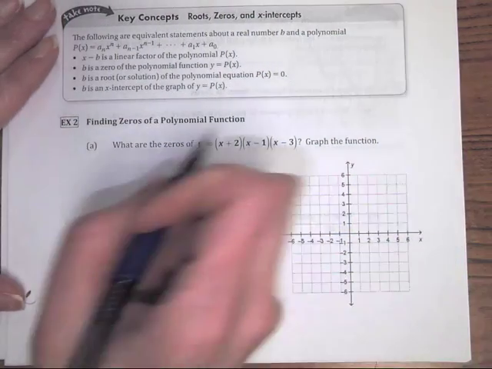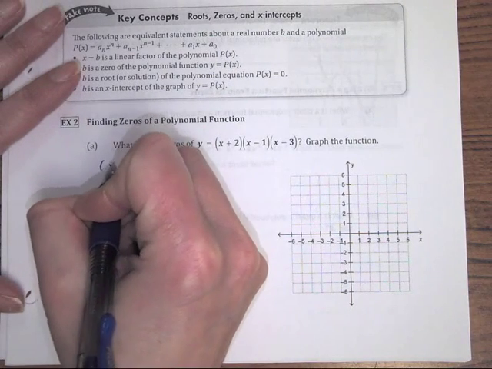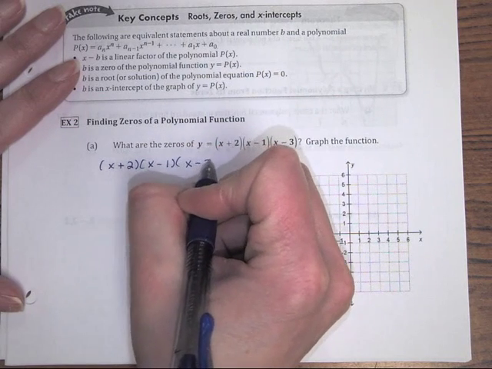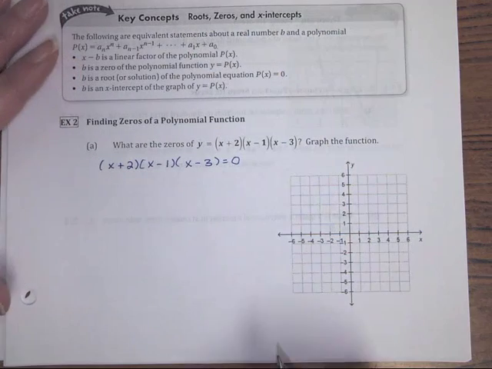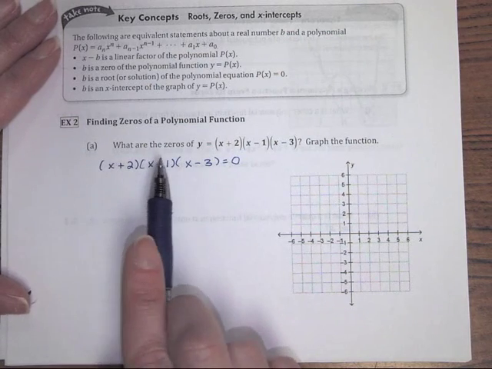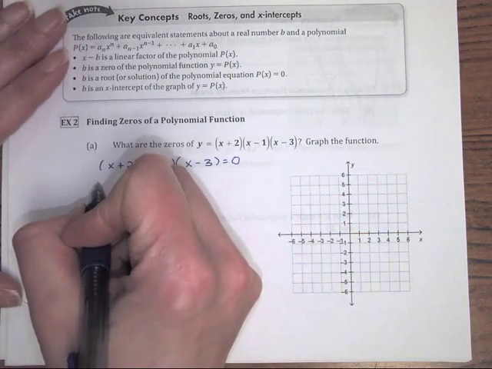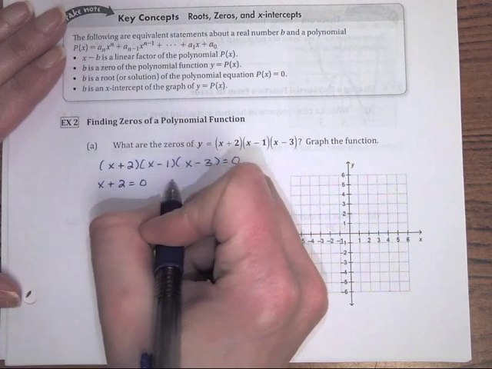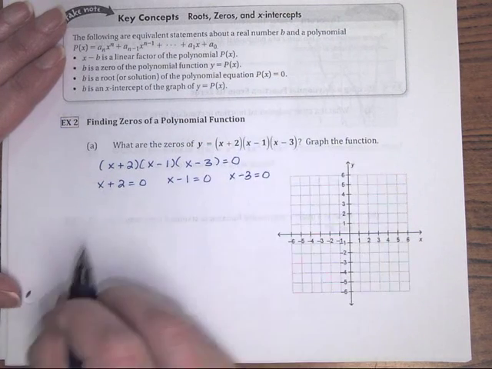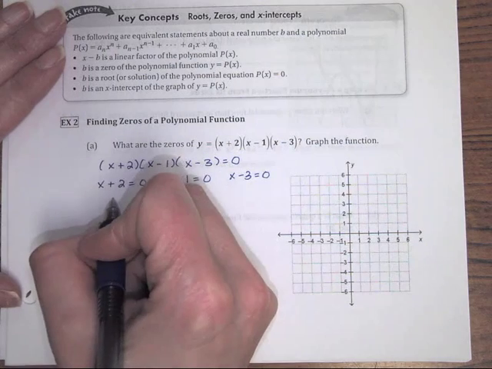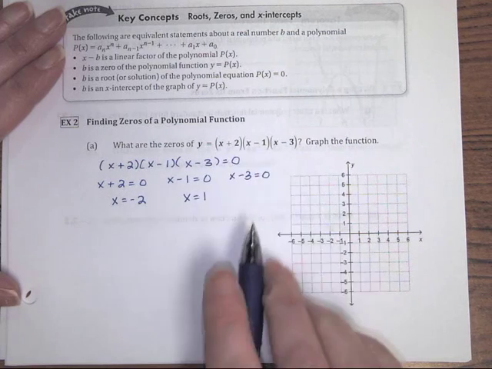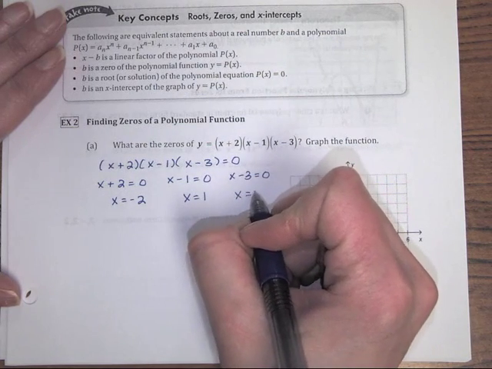You have this function. So here's the thing. What you're doing is solving x plus 2 times x minus 1 times x minus 3 equals 0. Use your zero product property. If this times this equals 0, then either this is 0, or this is 0. So you have x plus 2 equals 0, x minus 1 equals 0, and x minus 3 equals 0. Subtract 2, x equals negative 2. Add 1, x equals 1. Add 3, x equals 3.